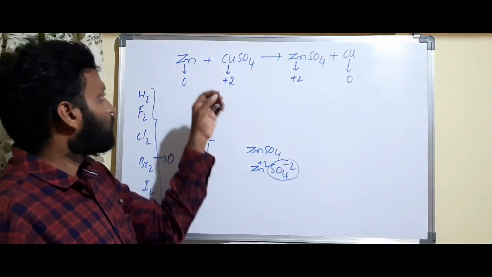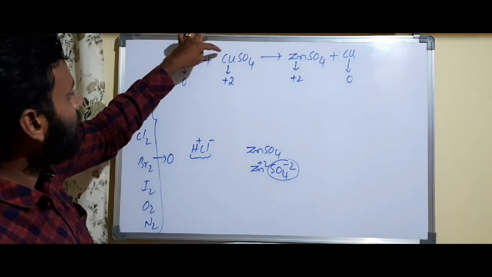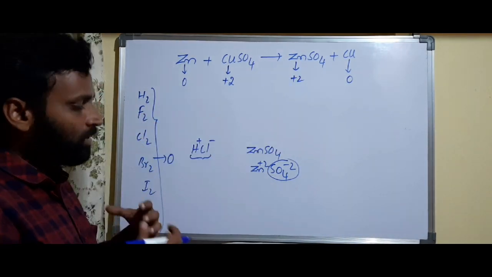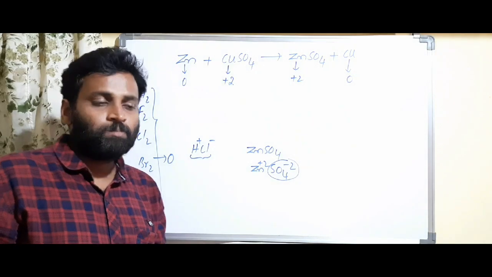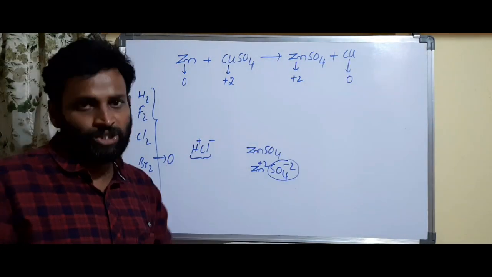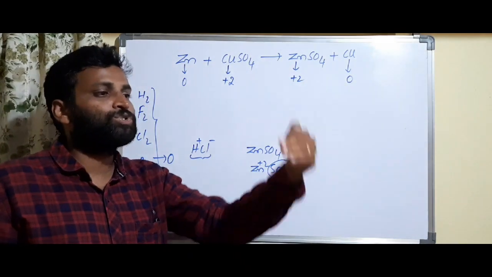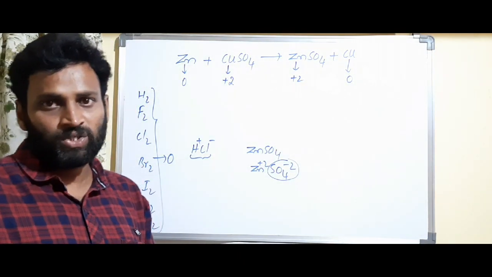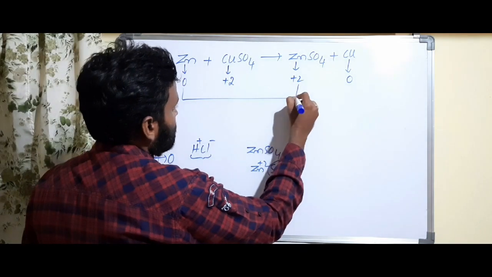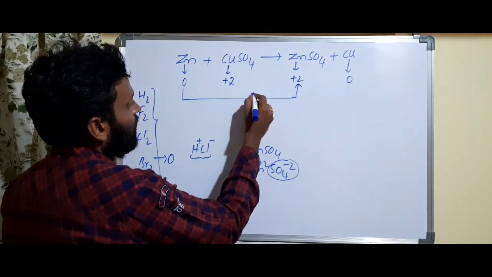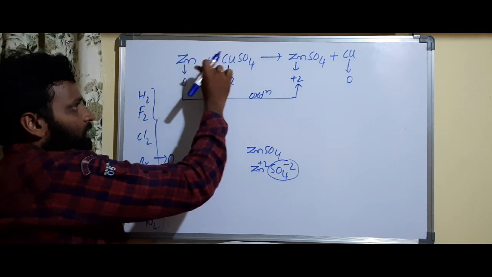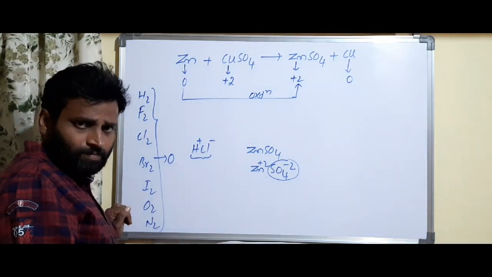Understood what I said? So here zinc 0, copper +2. Zinc here +2, copper 0. Why did I tell this example? Which conversion belongs to oxidation? Which conversion belongs to reduction? Like that they will ask you questions. So here zinc 0, 0 converted to +2. Is it oxidation or reduction? Definitely oxidation. Why? So Zn converted to Zn2+ here.